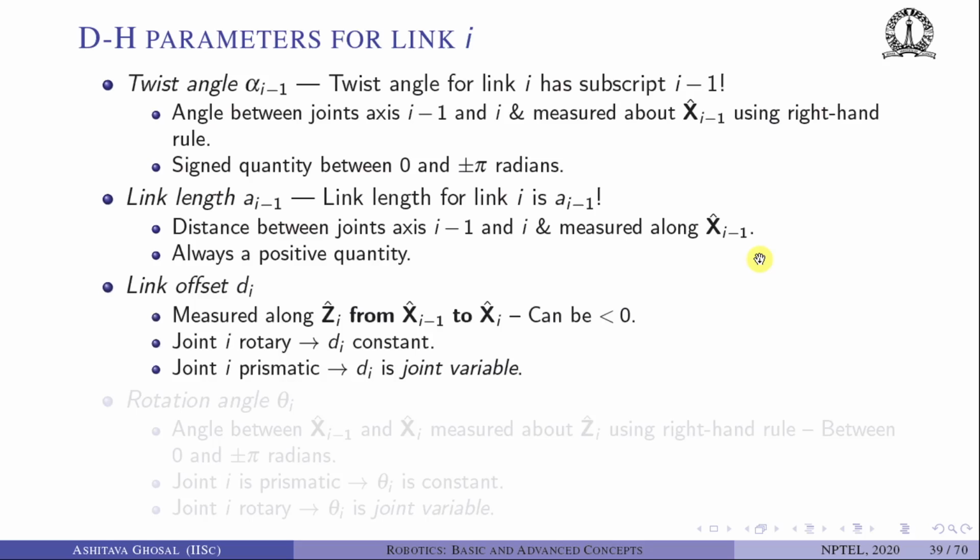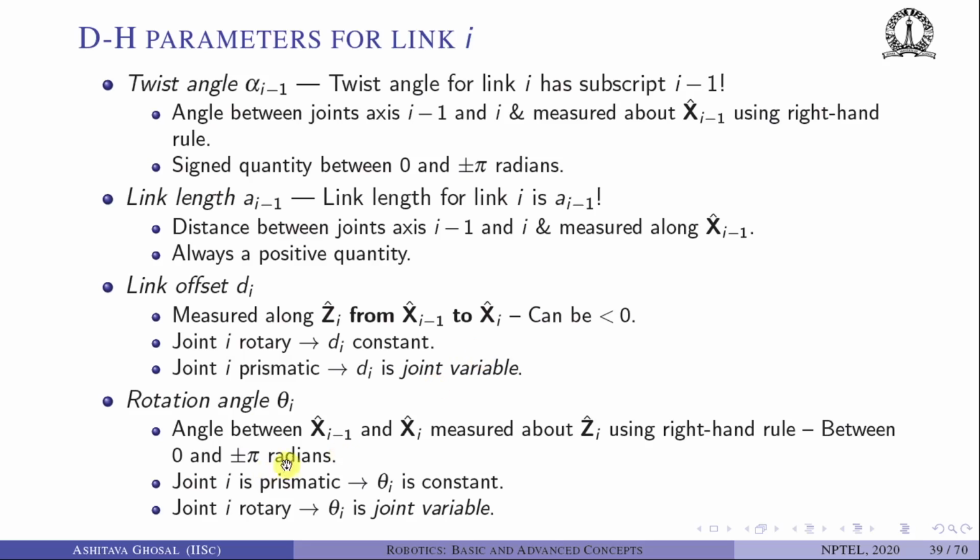Okay. Link offset d i, this is measured along z i from x i minus 1 to x i. So depending on where these common perpendiculars are intersecting the joint axis, it can be either plus or minus, or 0 also, if it is parallel. So for joint i, if it is rotary, then d i is constant. If the joint i is prismatic, d i is the joint variable.